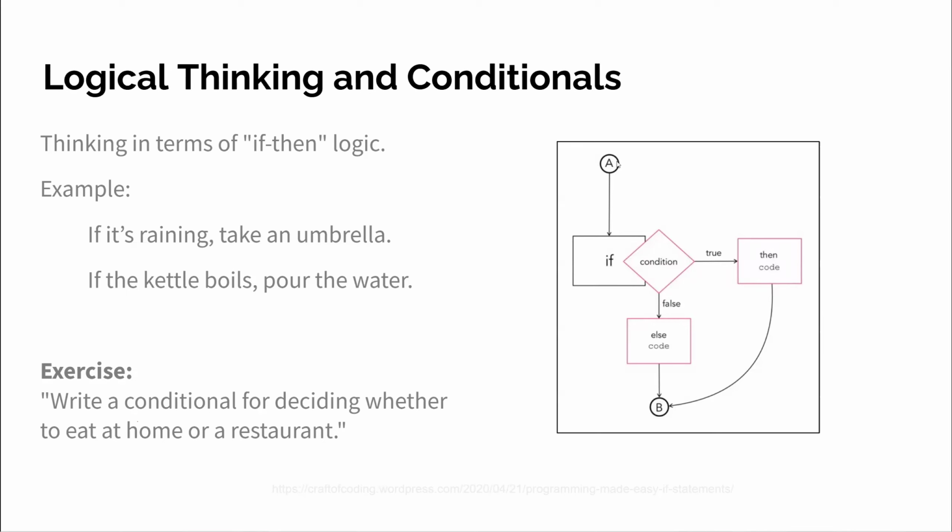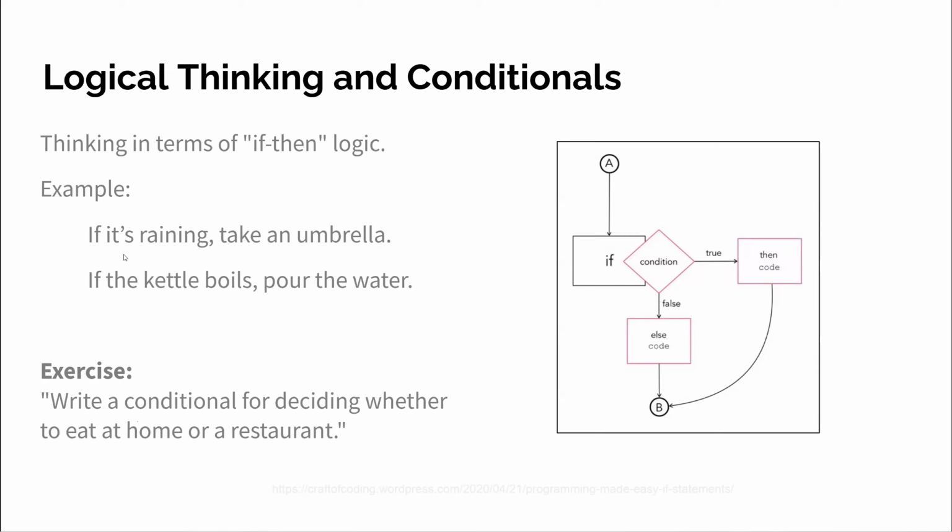So if we start from A, we go to F, we define a condition, we have true, false, first code, second code. If it's true, then do this code. If it's false, then do another code. So for instance, in real life, if it's raining, take an umbrella with you. If the kettle boils, pour the water. So that's it in real life.